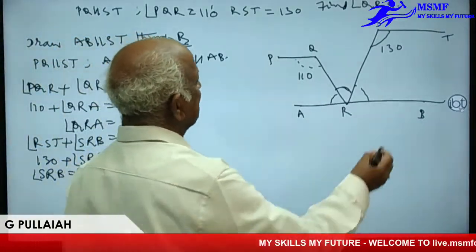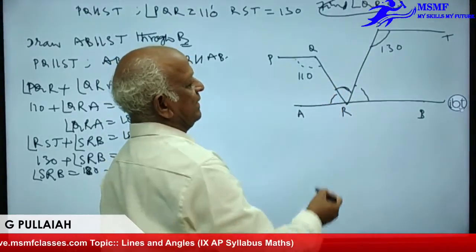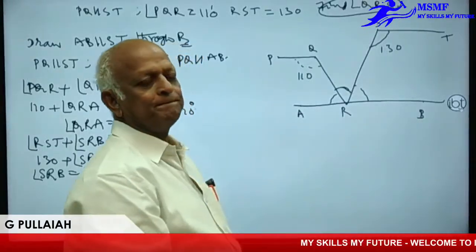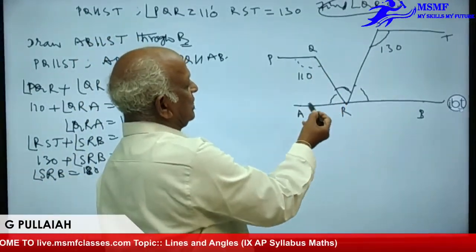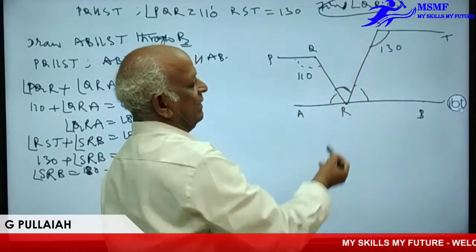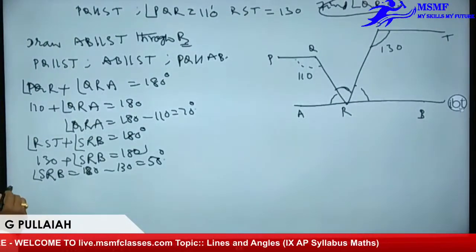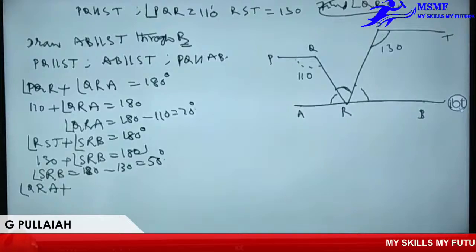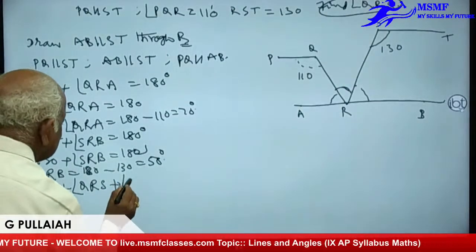So now, our question is find QRS. Observe where QRS is. Now, you know angle QRA, you know angle SRB. Here, at this point R, three angles are formed: angle QRA, angle QRS, and angle SRB. Our required angle is among these three. So angle QRA plus angle QRS plus angle SRB.